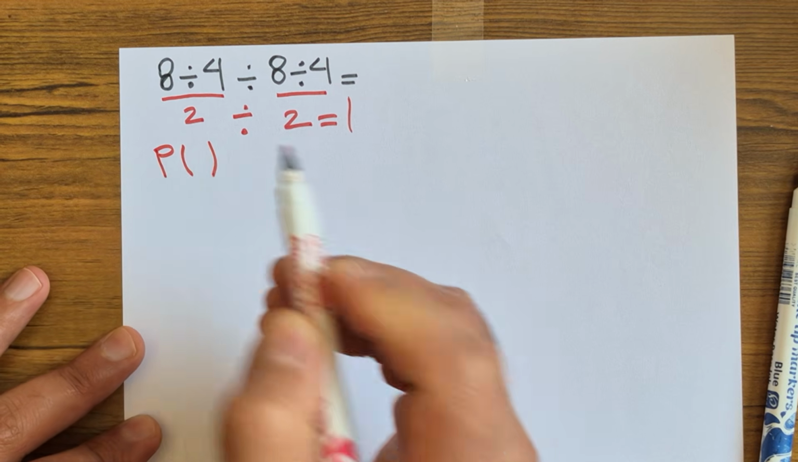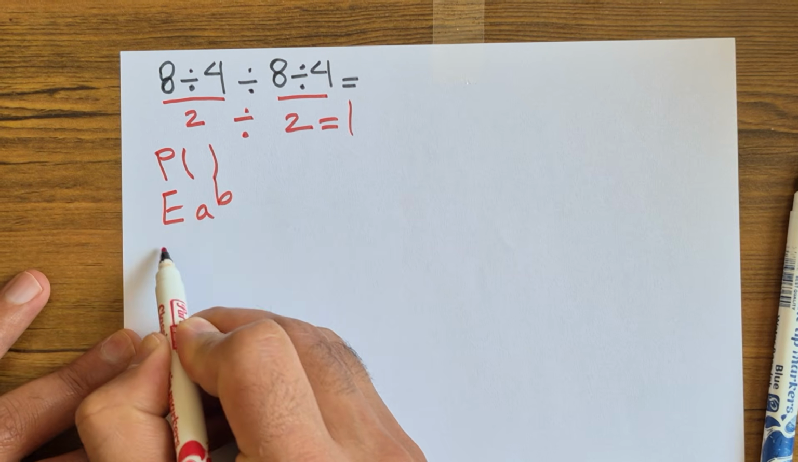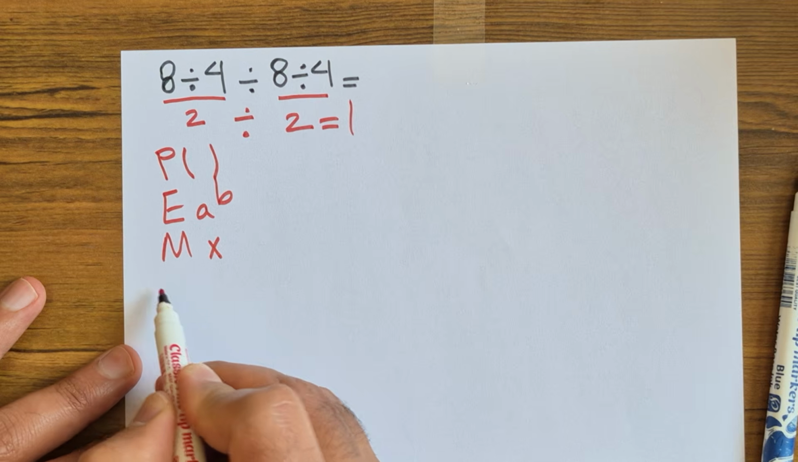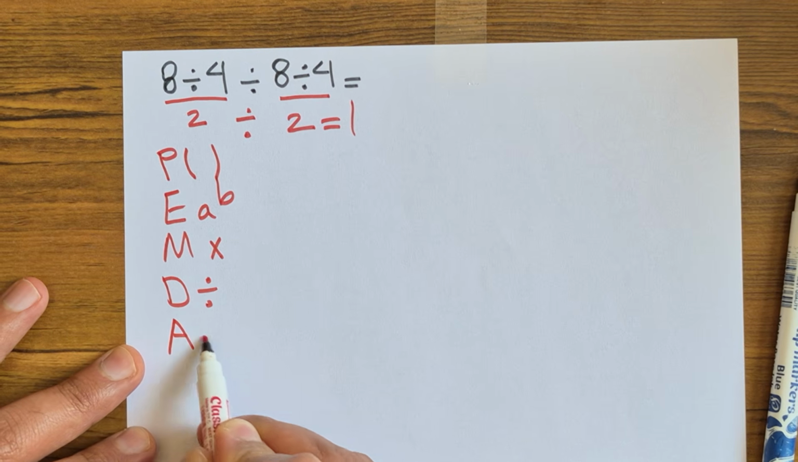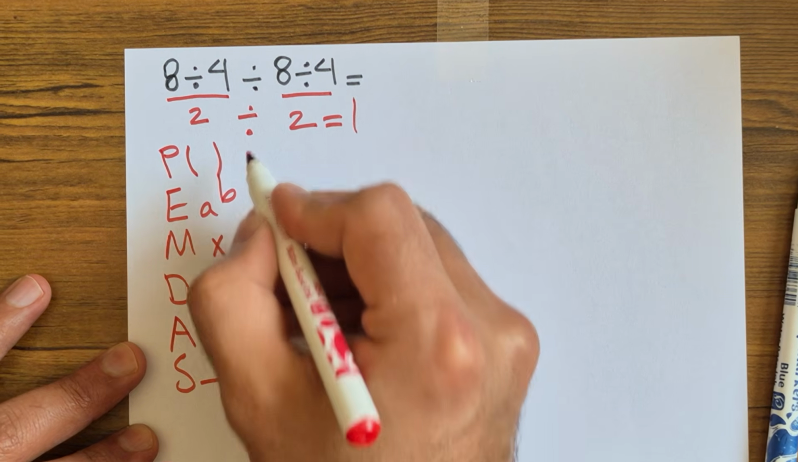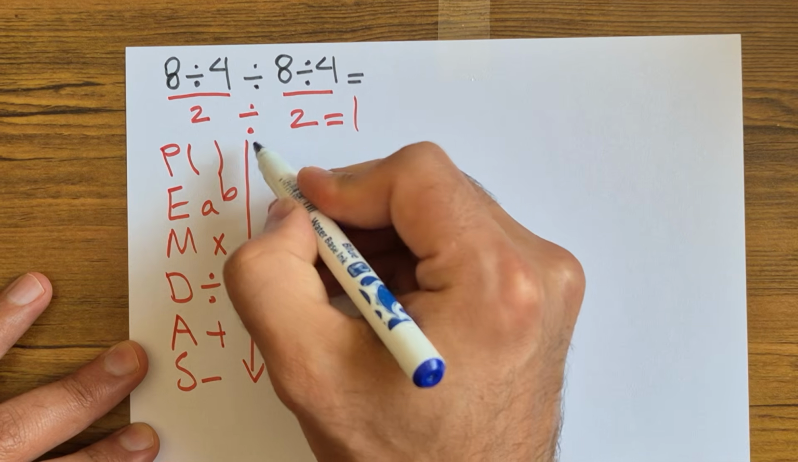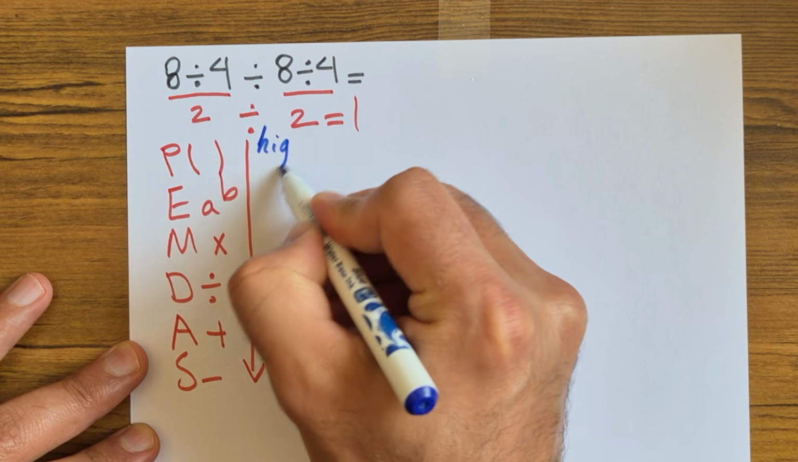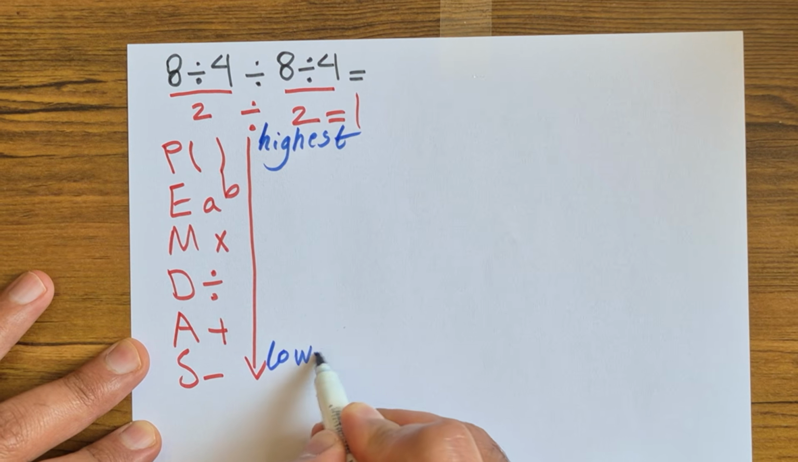P stands for parentheses, E stands for exponents, M stands for multiplication, D stands for division, A stands for addition, and S stands for subtraction. And this gives us an arrow of priority. So here we have the highest, and here we have the lowest priority.